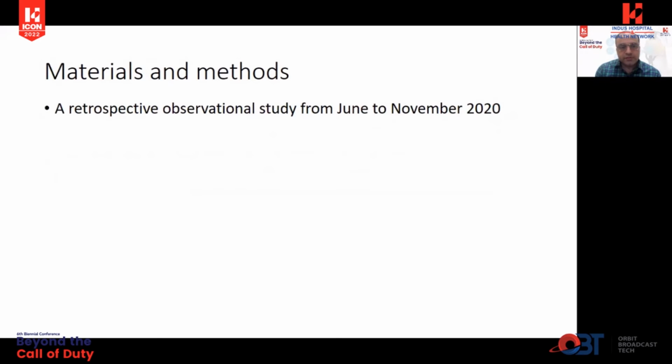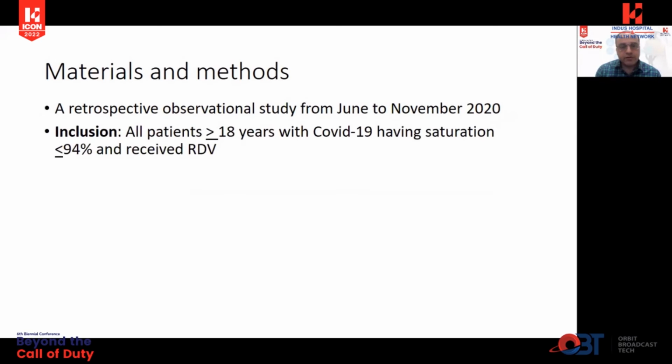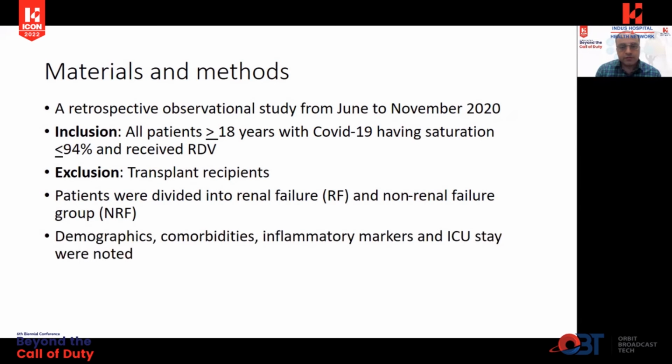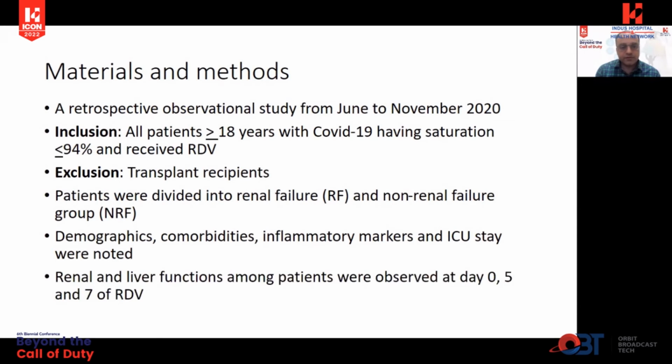This was a retrospective observational study from June to November 2020. We included all patients more than 18 years with COVID-19 having saturation less than or equal to 94 who received remdesivir. We excluded transplant recipients. Patients were divided into renal failure and non-renal failure groups. Demographics, comorbidities, inflammatory markers, and ICU stay were compared between the two groups.